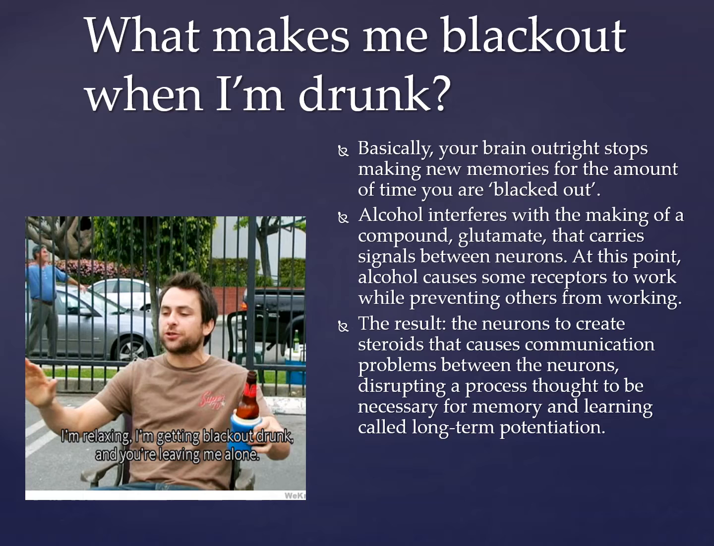Basically, your brain outright stops making new memories for the amount of time you are blacked out. Alcohol interferes with the making of a compound, glutamate, that carries signals between neurons. At this point, alcohol causes some receptors to work while preventing others from working. The result is that the neurons create steroids that cause communication problems between the neurons, disrupting a process thought to be necessary for memory and learning called long-term potentiation.